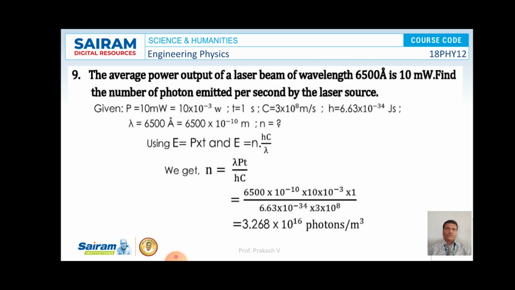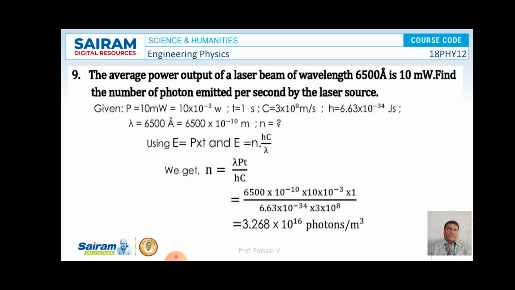Here the power output P is going to be 10 milliwatts and time duration is 1 second. Velocity of light is given as 3 into 10 to the power of 8 meter per second and Planck's constant is 6.63 into 10 to the power of minus 34 joule second and lambda is 6500 angstrom. And we know that energy E is equal to N into hc by lambda. So by making use of this formula, we can write N is equal to lambda Pt by hc.